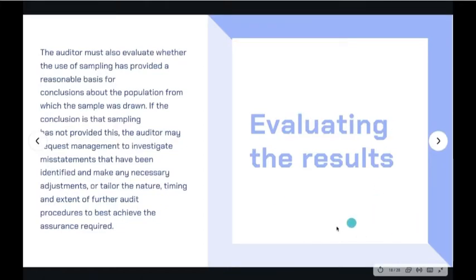And the last one is evaluating the results. The auditor must also evaluate whether the use of sampling has provided a reasonable basis for conclusions about the population from which the sample was drawn. If the conclusion is that sampling has not provided this, the auditor may request management to investigate misstatements that have been identified and make any necessary adjustments, or tailor the nature, timing, and extent of further audit procedures to best achieve the assurance required.